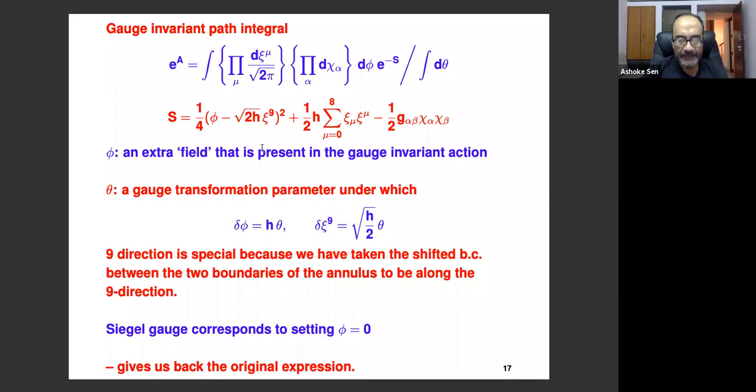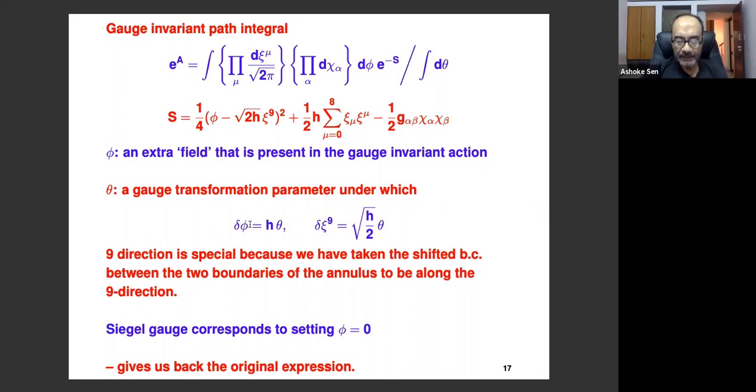Now you see the 9 direction is somewhat special in this action, and that's simply because you have taken the shifted boundary condition between the two boundaries of the annulus to be along the 9 direction. The h was produced, if you remember, by putting slightly shifted boundary conditions on the two boundaries, and that was done in the 9 direction. That's why the xi 9 is special.